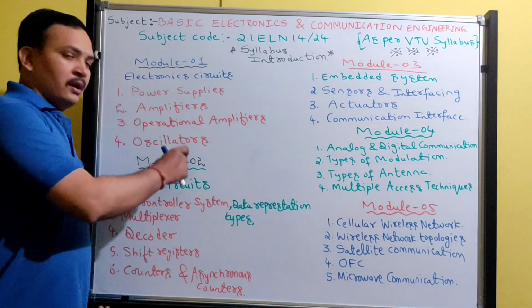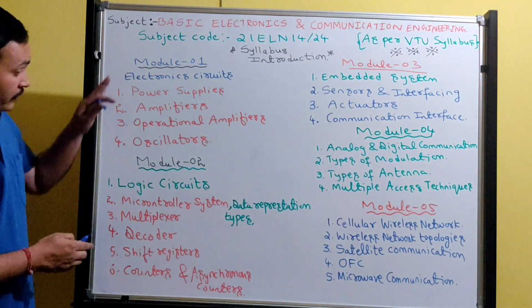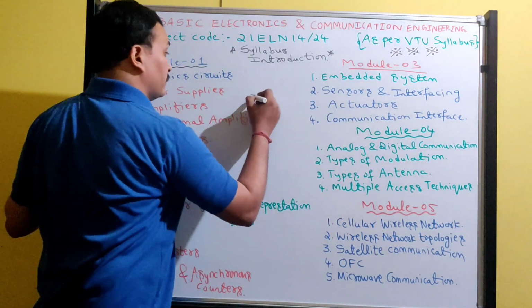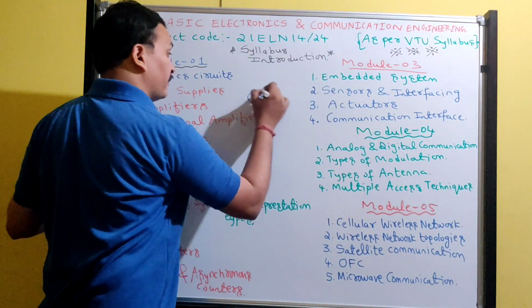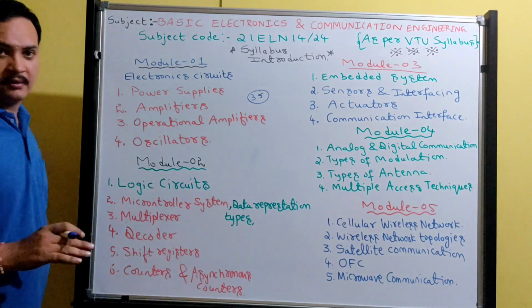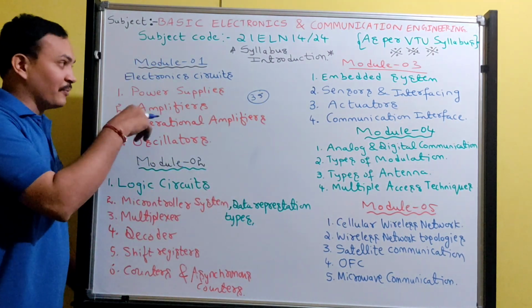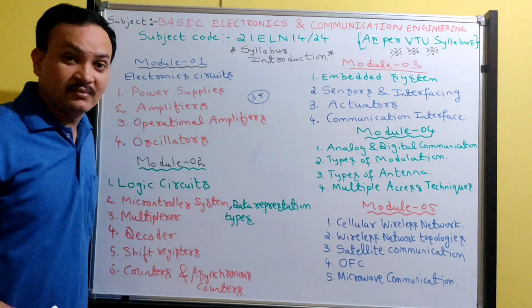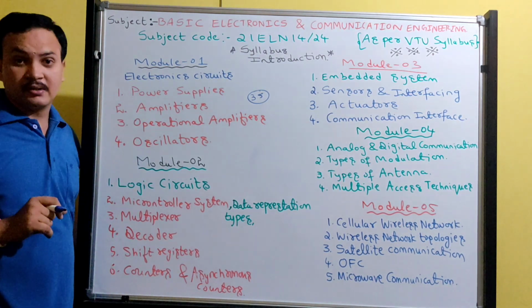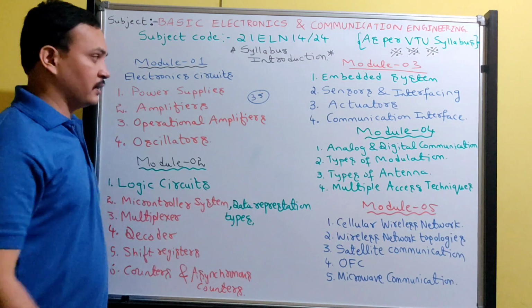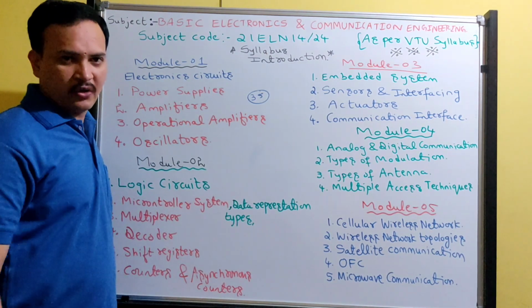See, in first module, or from all these 4 topics, there will be 35 subtopics. In that 35 subtopics, university will ask 6 topics under module 1 in the main exam. What are those 6 topics? What are the topics you need to concentrate? That I will be telling in the upcoming videos.